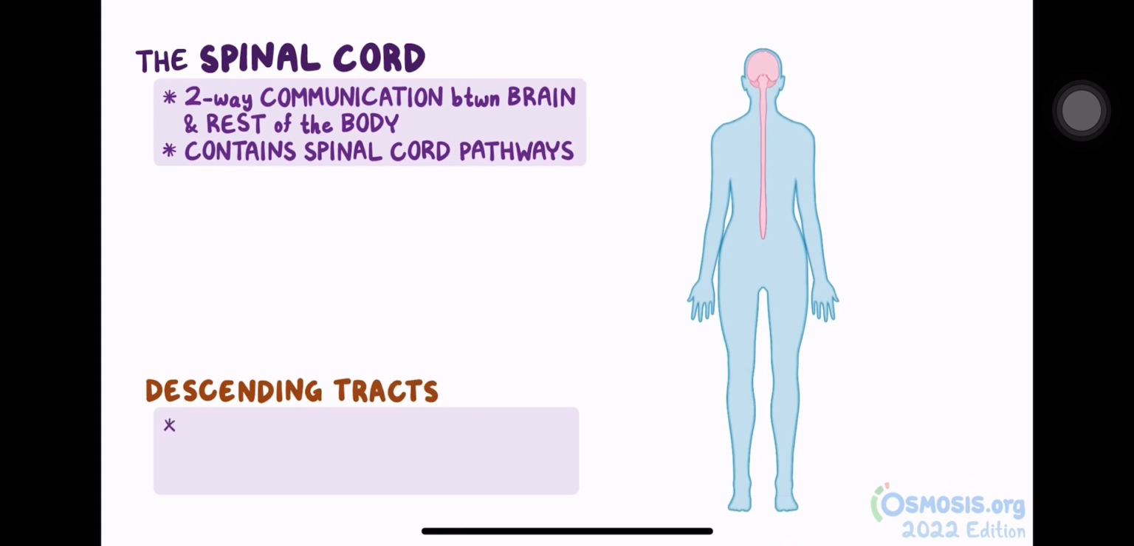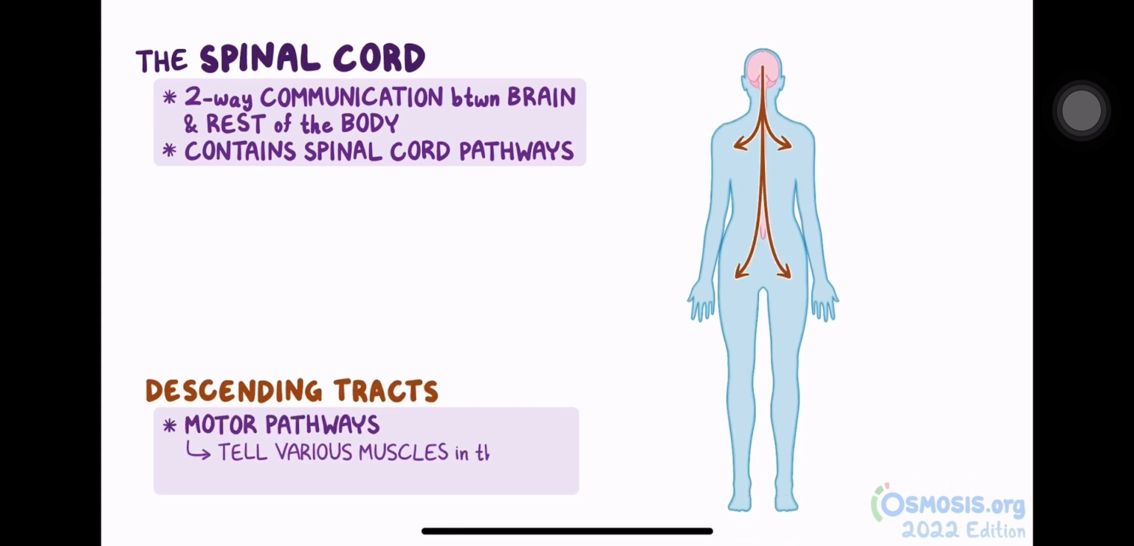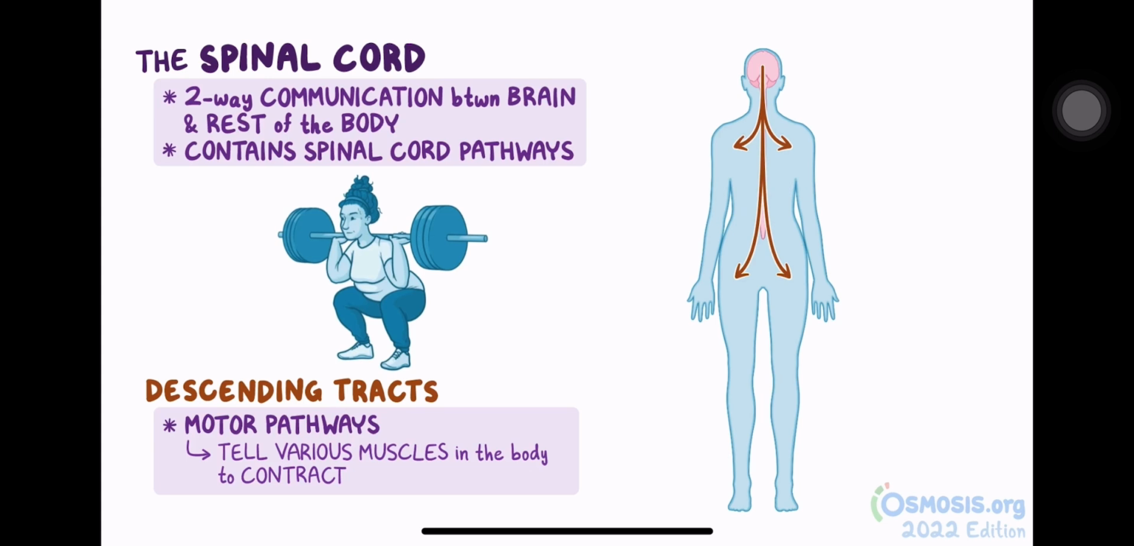The descending tracts are the motor pathways that tell various muscles in the body to contract, like when lifting a heavy weight.